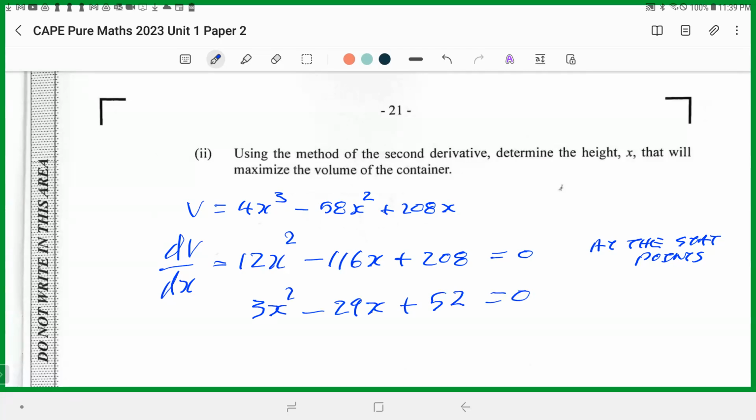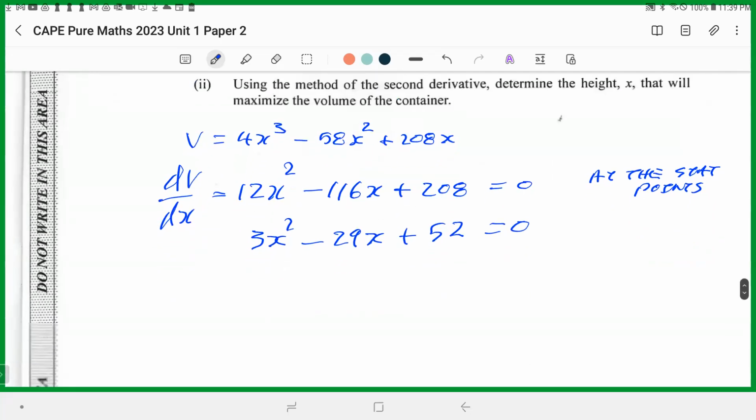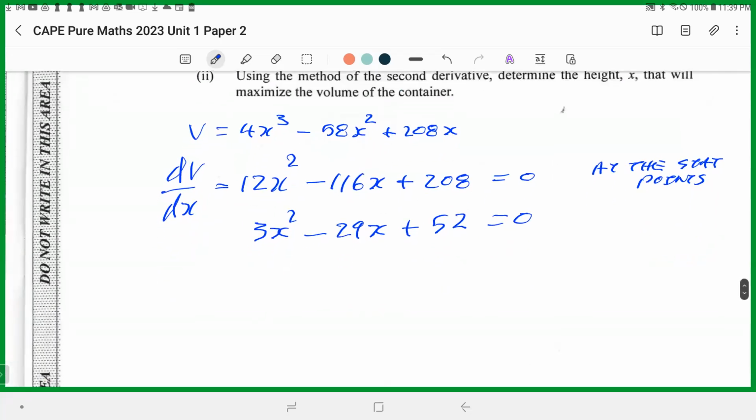All right, and I'm going to factorize this now. Let's factorize our quadratic. Let's try. It equals 0. So 3x and x are the only factors of 3x squared.